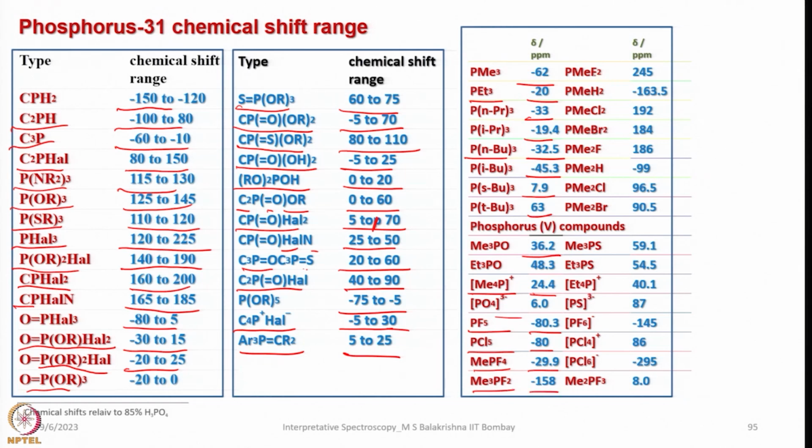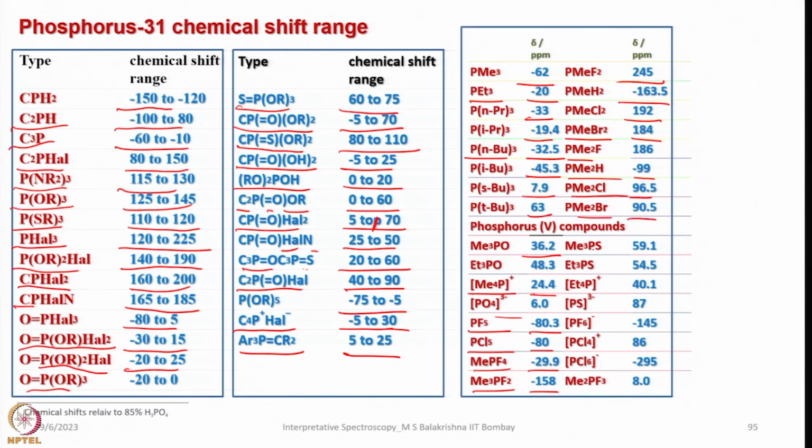When you have difluoromethylphosphine, it comes around 245, much more de-shielded. And then methyl phosphine comes around -163.5, and methyl dichlorophosphine 192, and dibromomethylphosphine 184, dimethyl fluorophosphine 186, dimethyl phosphine is 99, dimethyl chlorophosphine is 96.5, dimethyl bromophosphine is 90.5.